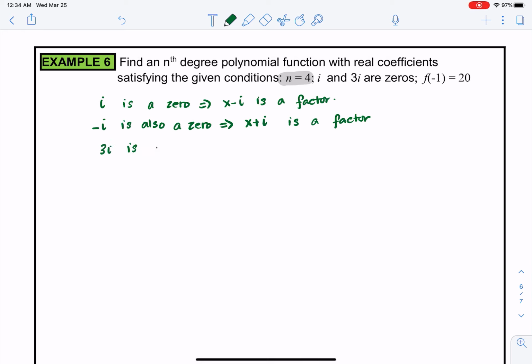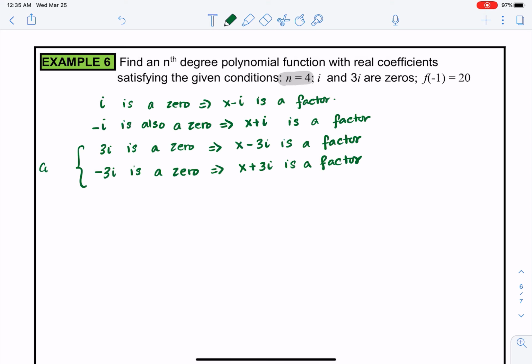3i is a zero, that is given, which would imply x minus 3i is a factor. Minus 3i is a zero. It has to be. So x plus 3i is a factor. So here, those two are complex conjugates, and those two are complex conjugates.